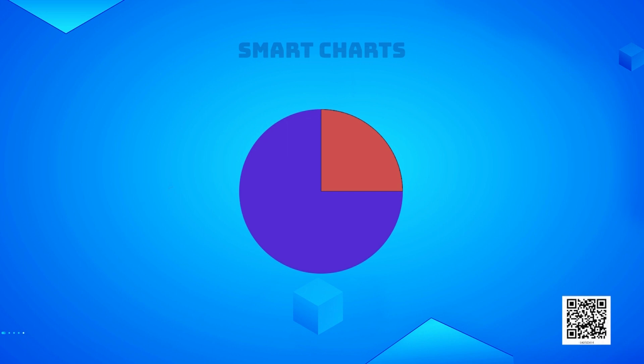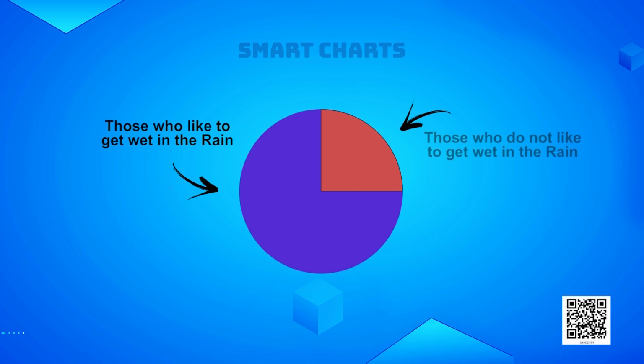Students, a boy named George thought of making a chapati chart for those students who would like to get wet in rain and for those who do not like to get wet in rain. The chapati chart looked like this. In this chapati chart, you can observe that a major portion of it represents those who like to get wet in rain and the other one represents those who do not like to get wet in rain.